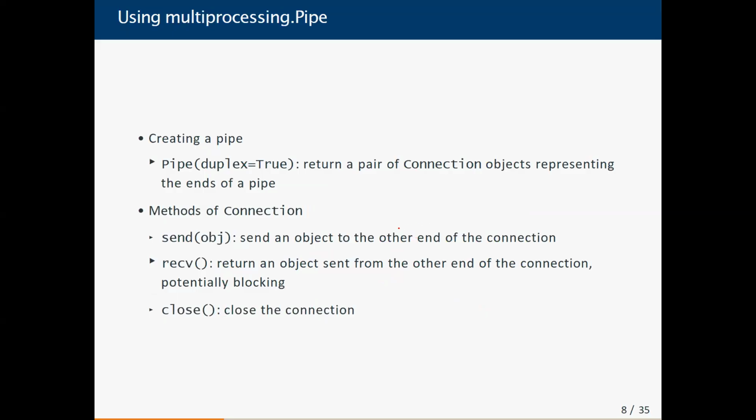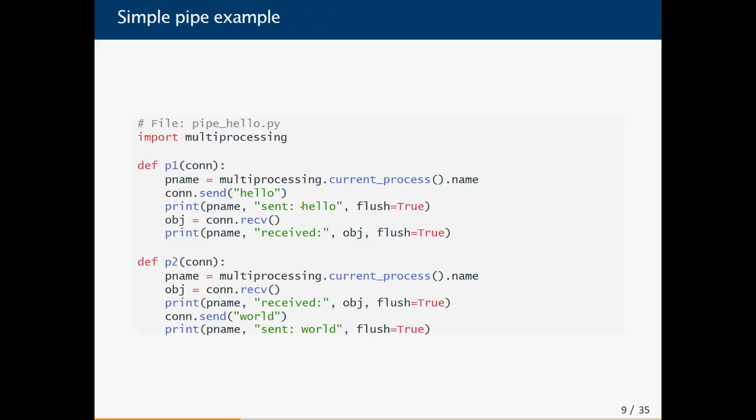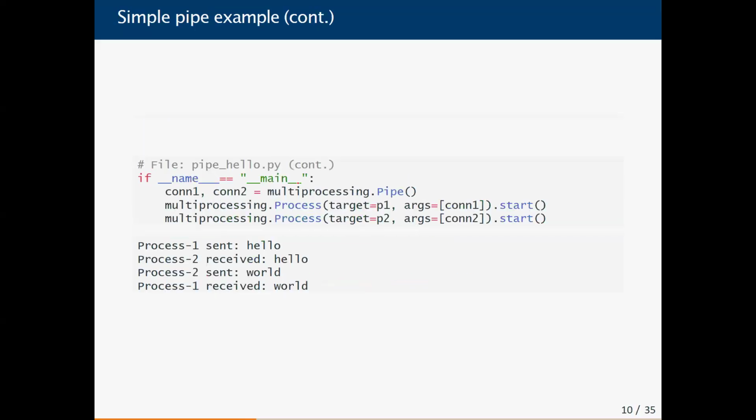And then let's see how to create a pipe. We have this Pipe method, and it returns a pair of connection objects, representing the start and end of the pipe. If we look at some code here, when we are using multiprocessing.Pipe, it returns two ends: one is the start, another is the end, connection 1 and connection 2.